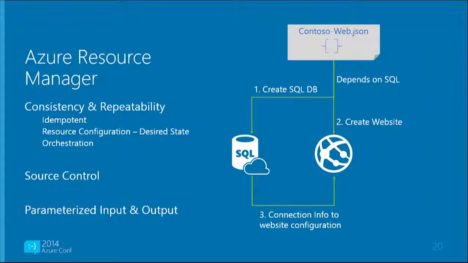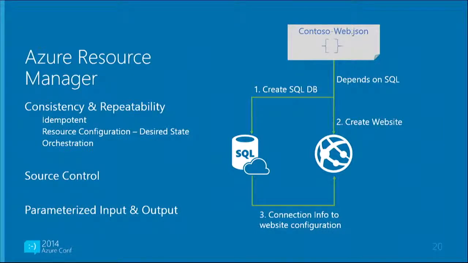But there's a template file, and Scott mentioned the template file in his keynote as well. So there's a template that's made up of a JSON file. And in this file, we've got two resources we want to provision. I have an Azure website and an Azure SQL database. I know the website depends on the Azure SQL database, so I need to go ahead and create that SQL database first, so I can get its connection string information and update the Azure website's connection string.